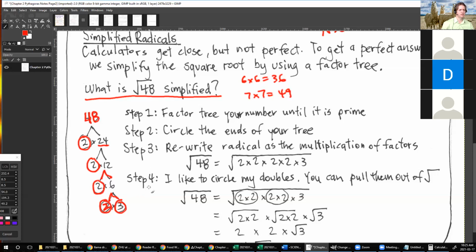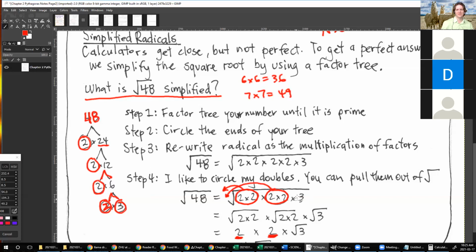And then the last one is step 4. I like to circle my doubles. I've showed you this in the last example, but this is really where they come in handy. So I'm going to circle my doubles. So I got 1 pair there, 1 pair there. So I'm going to pull this out, and it just becomes a 2. I'm going to pull this one out of the square root, and that becomes this 2.